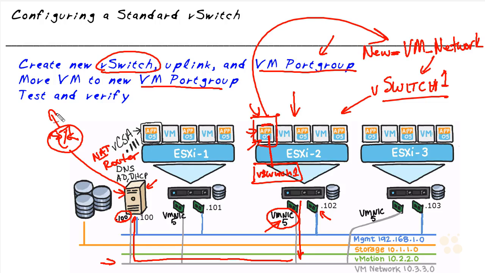So that, my friend, is our game plan. Create a brand new switch, vSwitch 1, create a new VM port group, associate that VM with the new VM port group, and then test it to see whether or not it works.